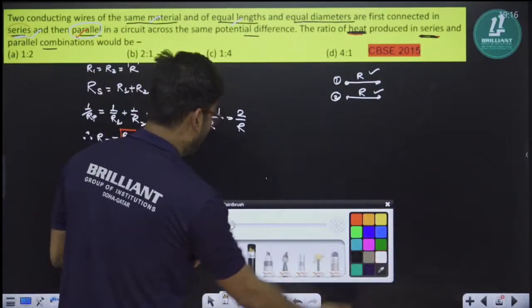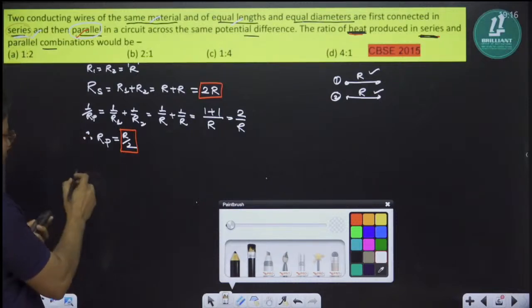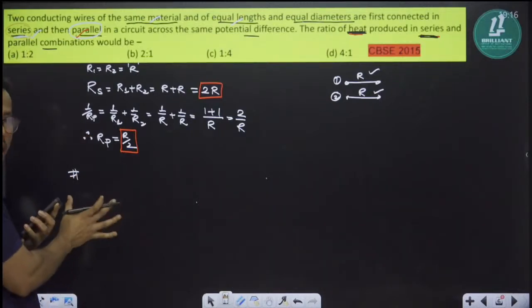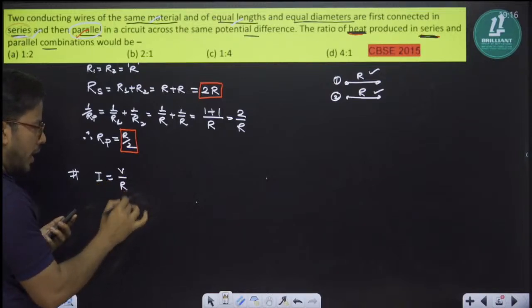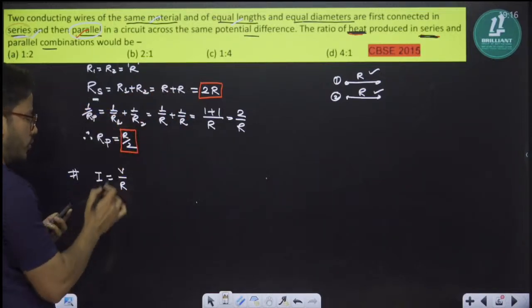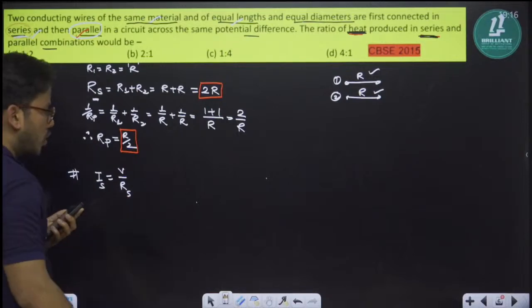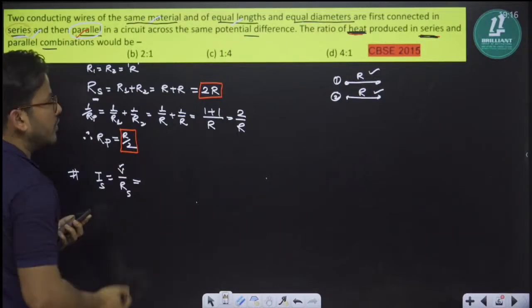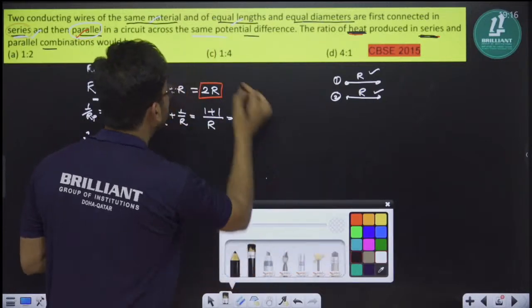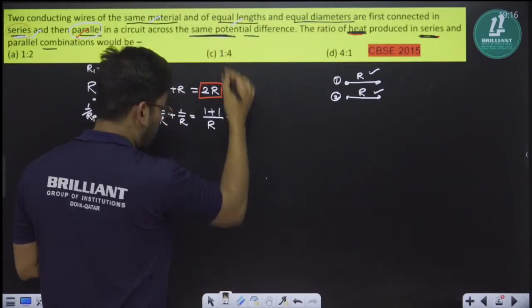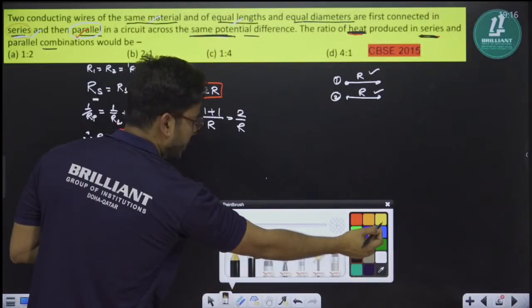All right, guys, let me see. So I'm going to do a little bit of extra here, and I will tell you why I am doing this. I am finding out current, which is equal to V by R, and I'm finding out current in series first of all. I am taking the potential difference as V. See, they're asking that both are connected across the same potential difference. So let me take the potential difference as V.